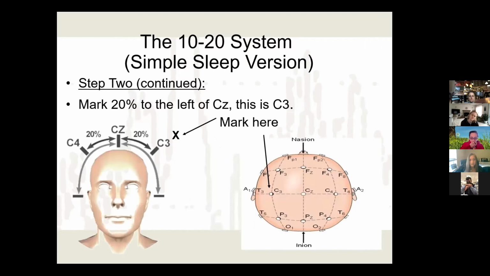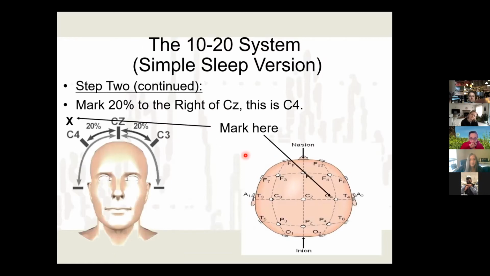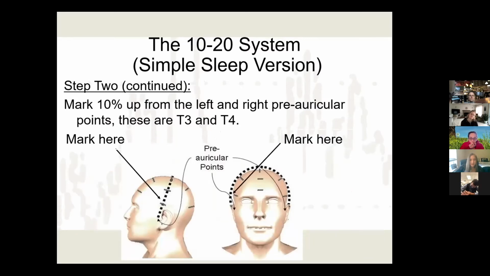And then you do 20% from CZ to the left, you're gonna mark at C3, 20% to the right, you're gonna mark at C4, and then 10% up from the left and right preauricular points, you're gonna mark at T3 and T4. So those are the 5 markings that you're gonna make for step 2.